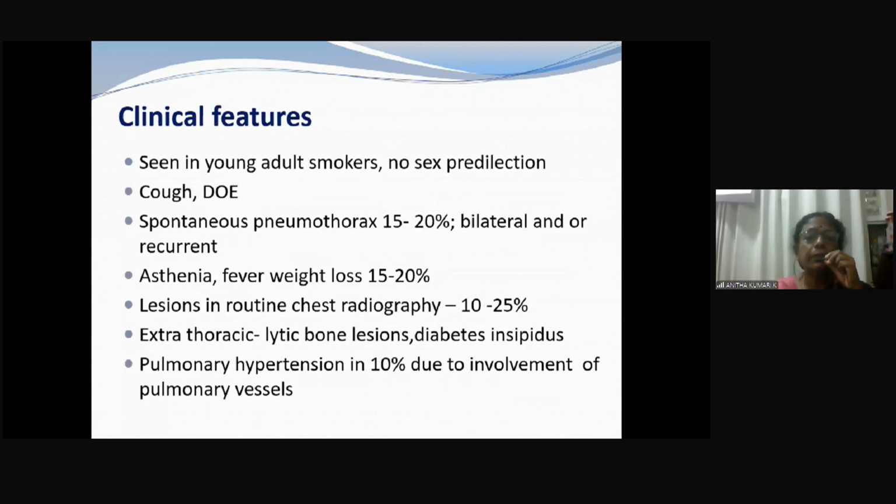Now the clinical features: usually seen in young adult smokers with no sex predilection. They usually present with cough and dyspnea on exertion, and spontaneous pneumothorax is common. They can have systemic features like asthenia, fever, weight loss. Sometimes they are just routinely picked up on a chest radiograph. Very rarely, extrathoracic manifestations like lytic bone lesions, or if there is pituitary stalk involvement, the patient can have diabetes insipidus. And pulmonary hypertension is seen in 10%, and this can be because of involvement of the pulmonary vasculature.